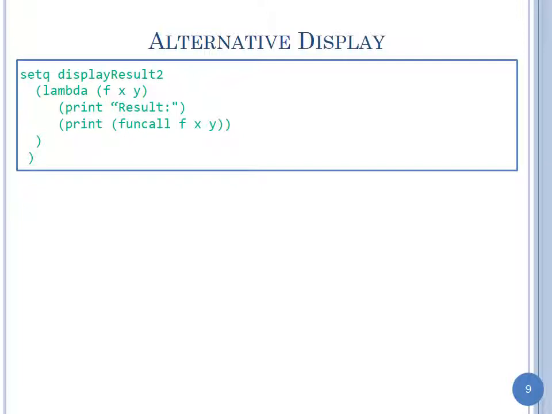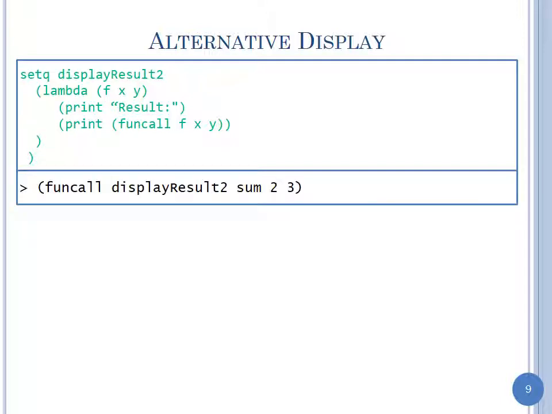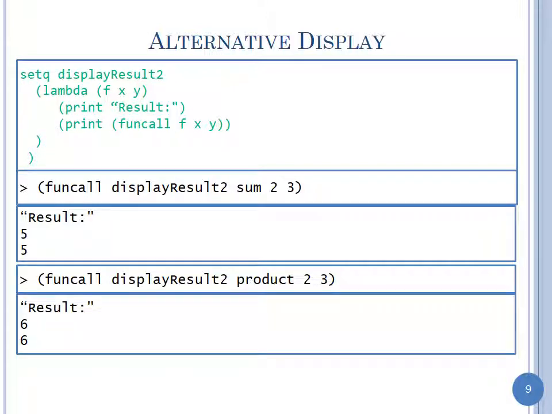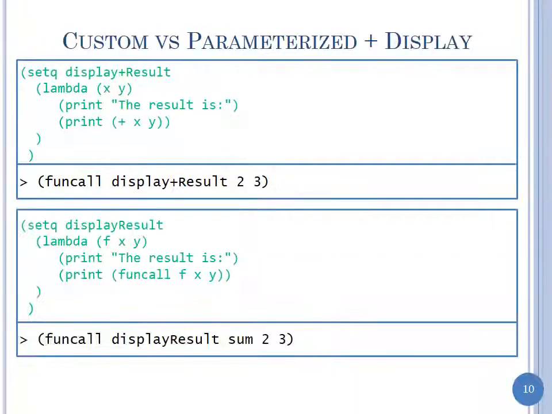Just to complete this, I can have another display result which displays things in a different way. I'm now saying result colon and using the same sum function. So we are really keeping the model and the view, or the computation and the display, separate. I'm going a little quickly, I'll review this later, but I just wanted to make this point.